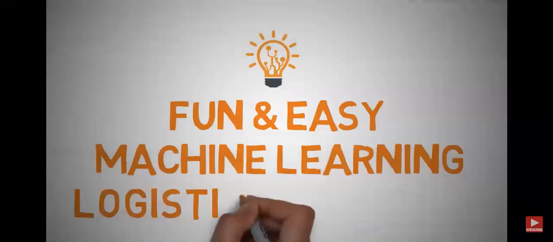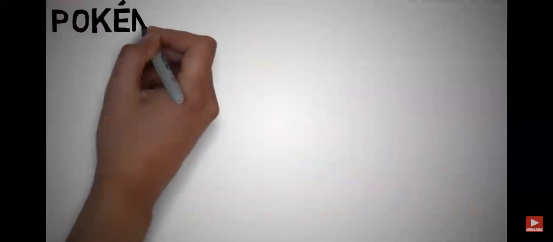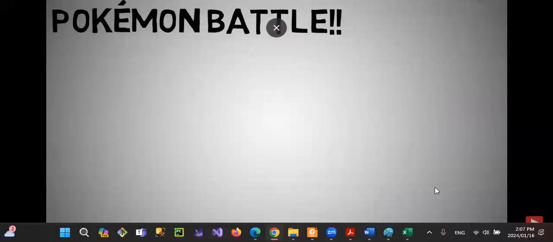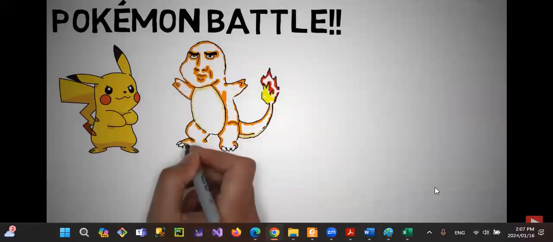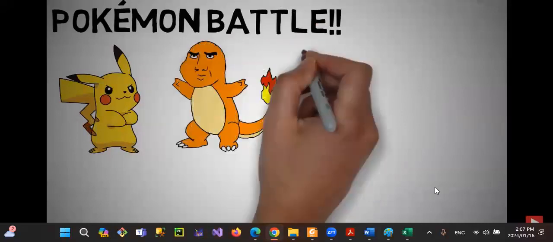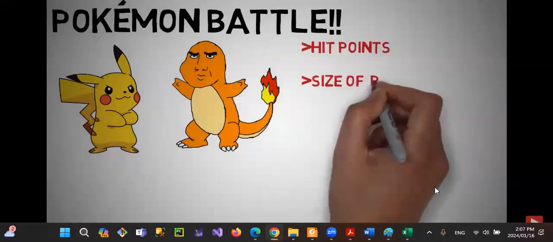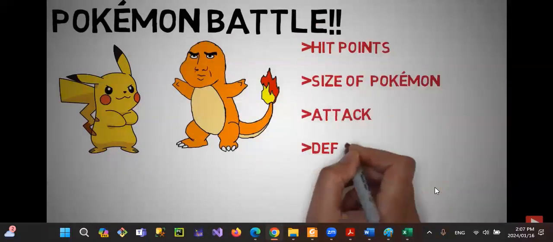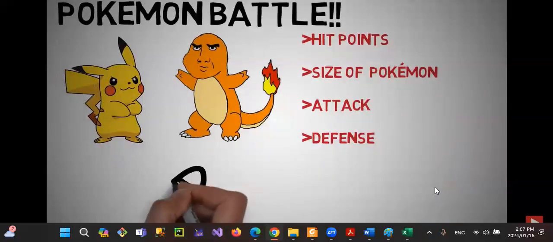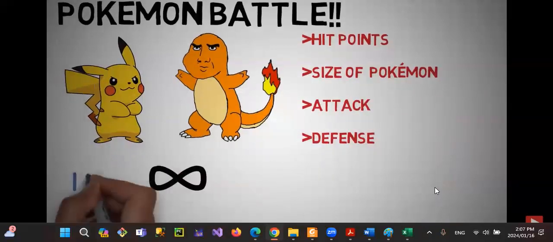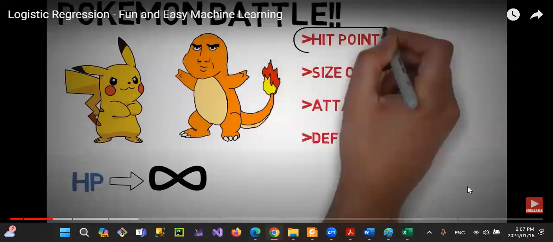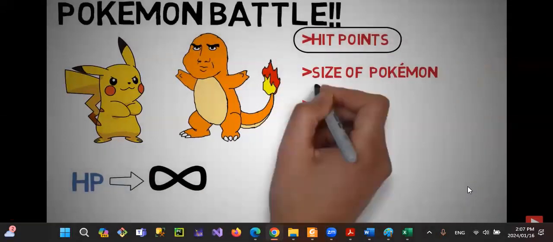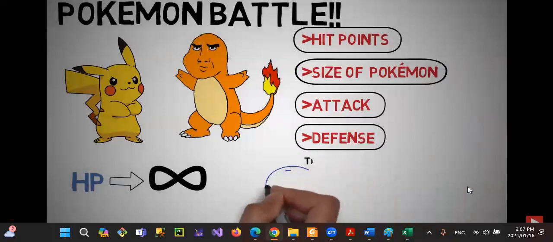Hey guys, and welcome to yet another fun and easy machine learning tutorial on logistic regression. To explain the concept of logistic regression, let's imagine that we want to classify whether a Pokemon will win a battle against another Pokemon. How would we classify this? Well, we could look at a set of features such as hit points, size of the Pokemon, attack rating, and defense rating. Now, intuitively, if your Pokemon has insanely high hit points, it will take ages for the opponent Pokemon to destroy yours, assuming the rest of the features are the same in both Pokemon. The same goes for size, attack, and defense.